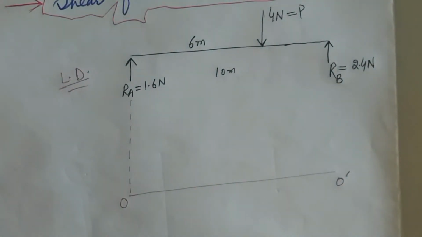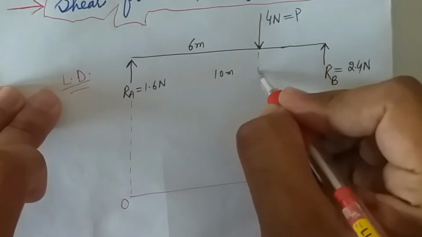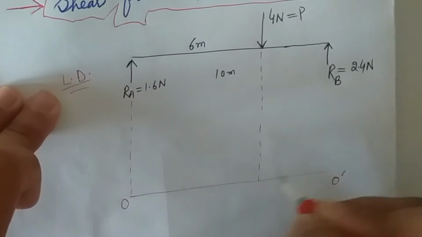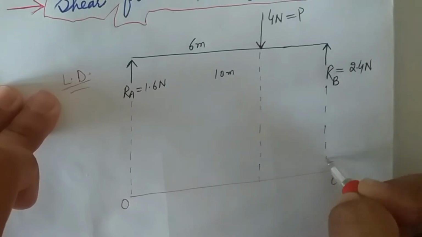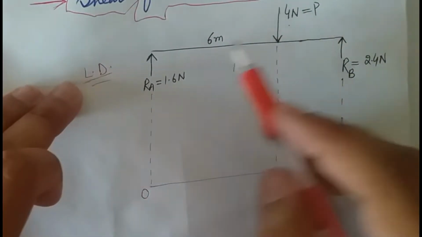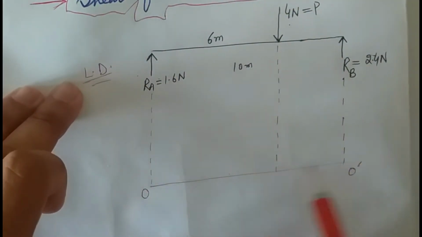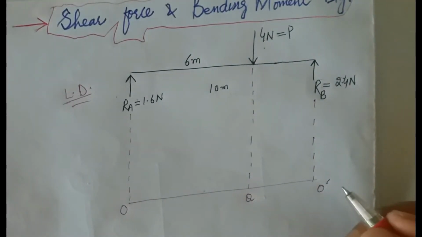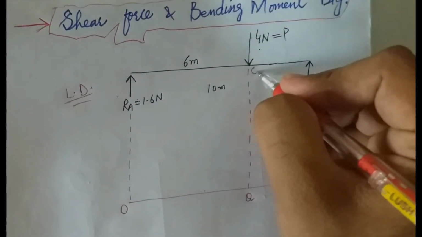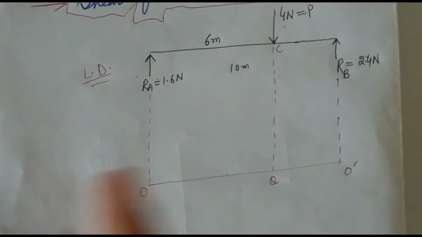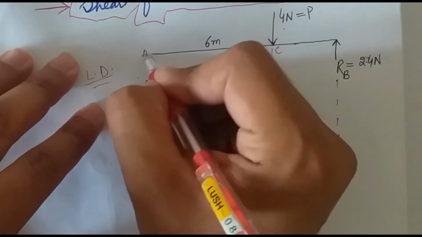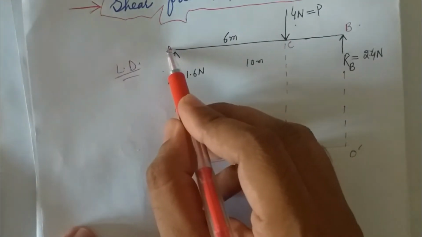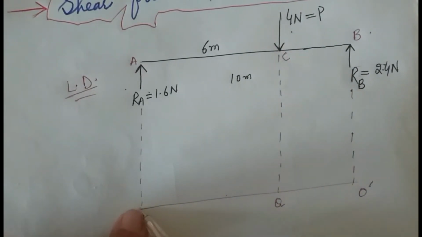And then we will drop three dash lines from the load diagram onto the reference line, and these lines show the positions of the point load and both reactions on the reference line. Let's say that this point is Q and this point is C. Now we know that the load diagram starts from A and ends at B, and the corresponding position to point A on the reference line is O. So we will start from O.